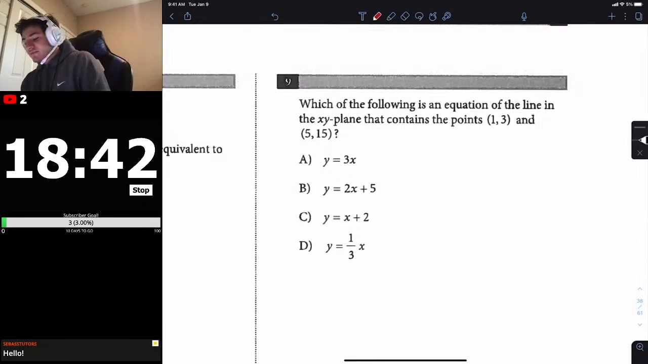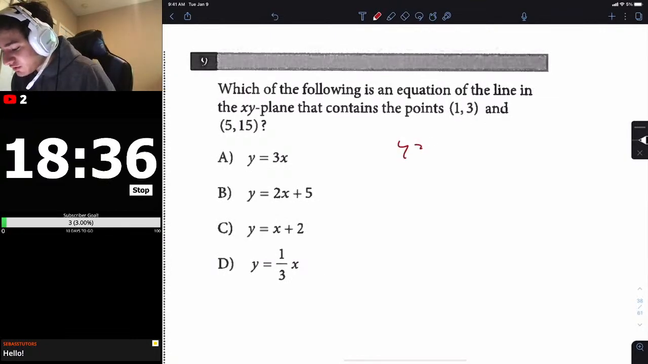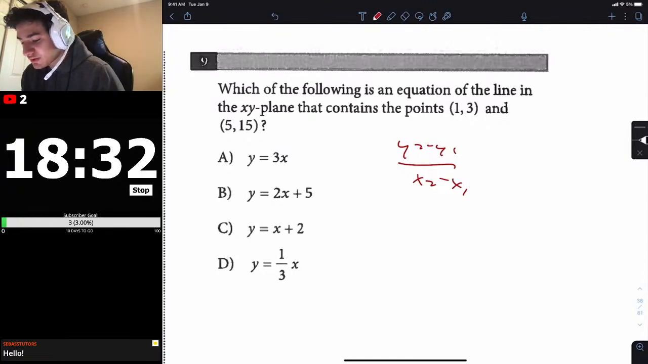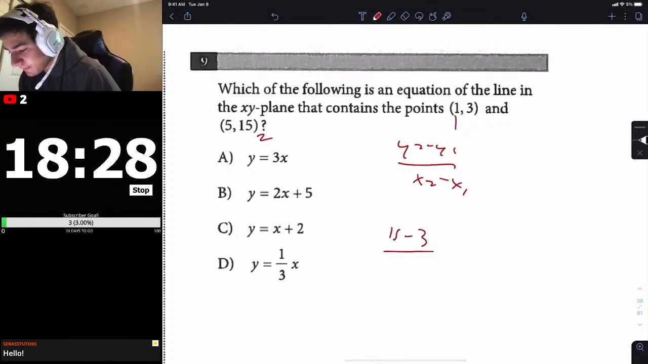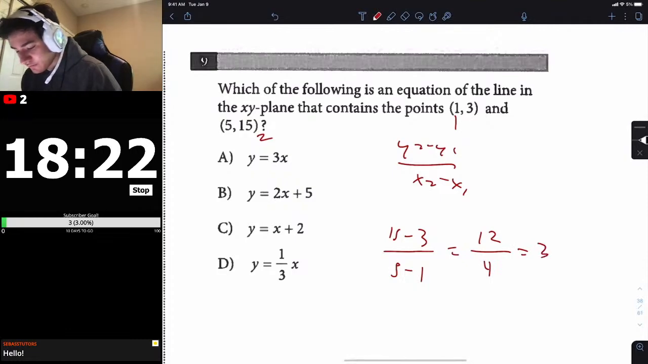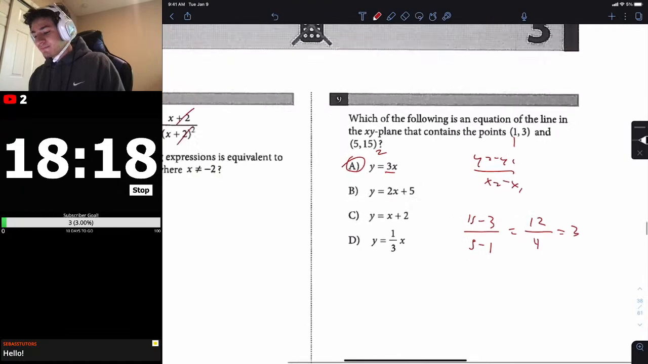Which of the following is an equation of the line in the xy plane that contains those points? All right, let's go ahead and solve for the slope by using the slope formula. So I'm going to do y2 minus y1 over x2 minus x1. I'll call this point 2 and point 1. So we get 15 minus 3 over 5 minus 1. That's going to be 12 over 4, which is a slope of 3. So it's going to be A, because this is the only one with a slope of 3.